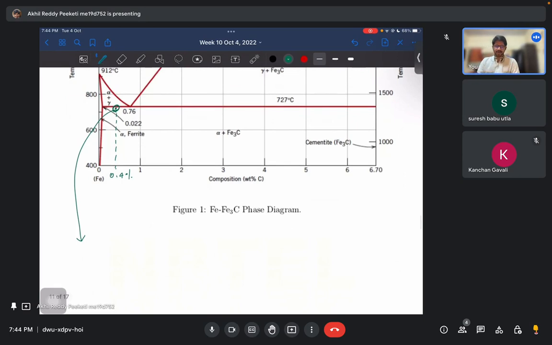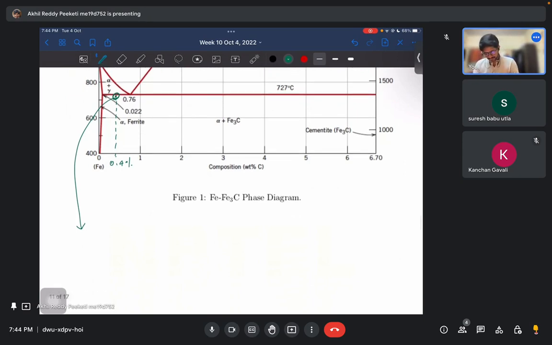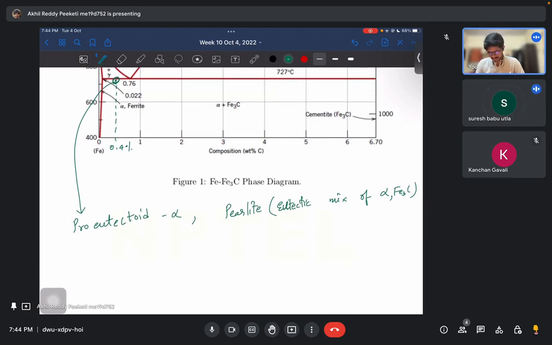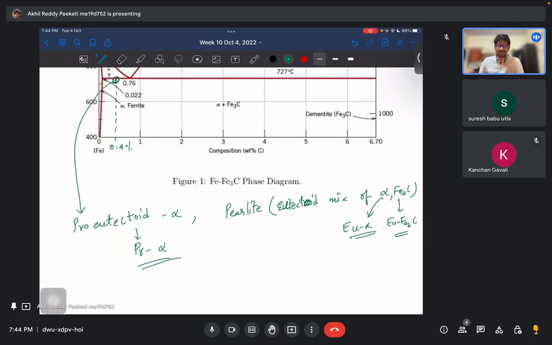Yeah, similar formula. Now at that point, what are all the phases which will be there? Pro-eutectoid alpha and pearlite, right? So pearlite is actually a eutectoid mix of alpha and Fe3C. So there are actually three phases in a way. So this is PR alpha, let's say, and this is eutectoid alpha, and then eutectoid Fe3C. So there are actually three different types of phases, or three different types of composition.